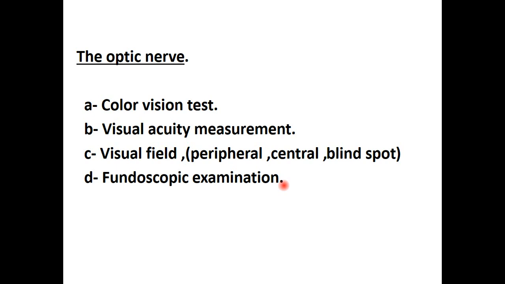To start examination of the patient regarding the second cranial nerve, we have to examine the color vision, number 1. Then you have to examine the visual acuity. Then you have to examine the visual field, the peripheral field, the central field, and look for the blind spot. And finally, we have to do fundoscopic examination of the patient. These are the 4 steps in examination of the second cranial nerve.